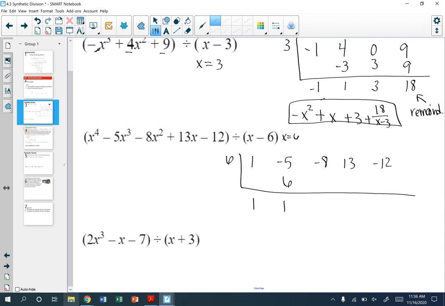1 times 6 is 6. Negative 8 plus 6 is negative 2. Negative 2 times 6 gives me negative 12. 13 plus negative 12 is 1. 1 times 6 is 6. Negative 12 plus 6 is negative 6. So this is my remainder.